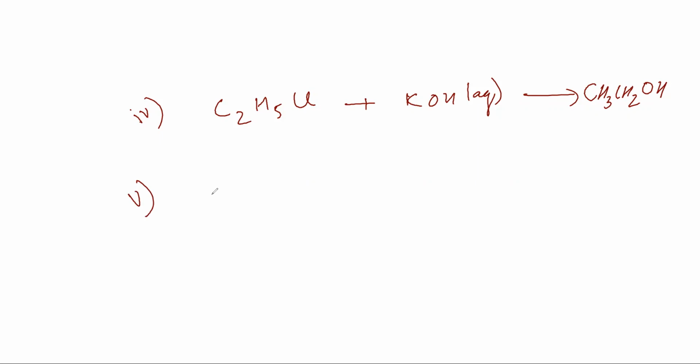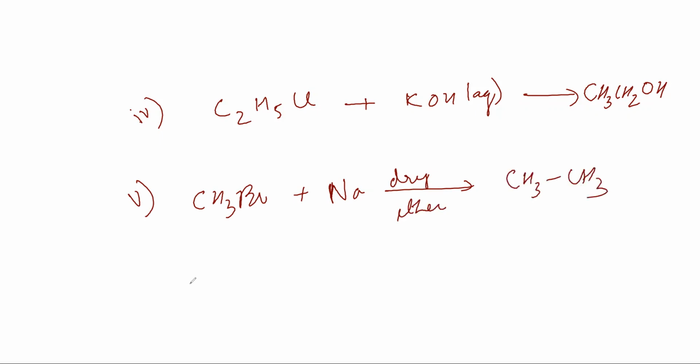Next is methyl magnesium bromide plus sodium in the presence of dry ether. What will be the reaction? Which reaction? Simply write the product in terms of which reaction. And the last reaction is methyl chloride.